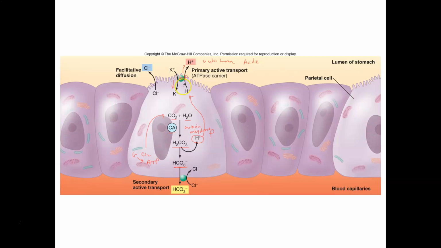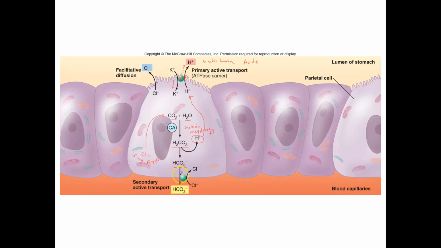So this is what we refer to as an antiport. When one ion goes one direction and one ion goes the other direction, this is an antiport that is taking place. And it's a primary active transporter because it's using ATP directly to move hydrogen from a low concentration to a high concentration. What happens to the bicarbonate ions?